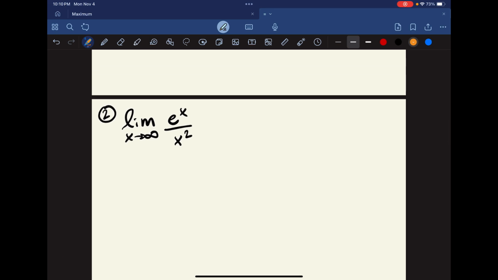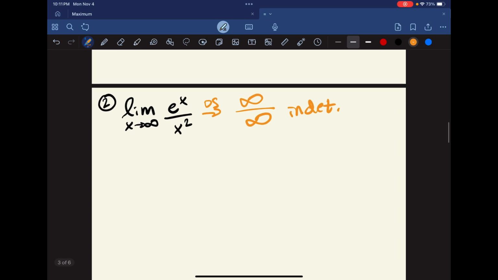So the limit as x approaches infinity. The first thing we want to try is direct substitution. E to the infinity is just infinity, and then infinity squared is just infinity. So we get infinity over infinity, which is an indeterminate form, right? So we can use L'Hopital's rule to take the derivative of the numerator, the derivative of e to the x is just e to the x, and then the derivative of the denominator, the derivative of x squared is just 2x.